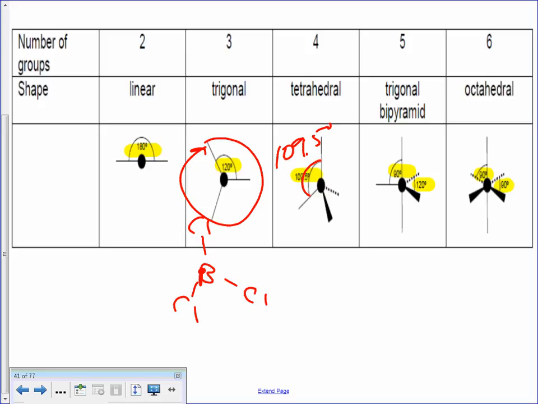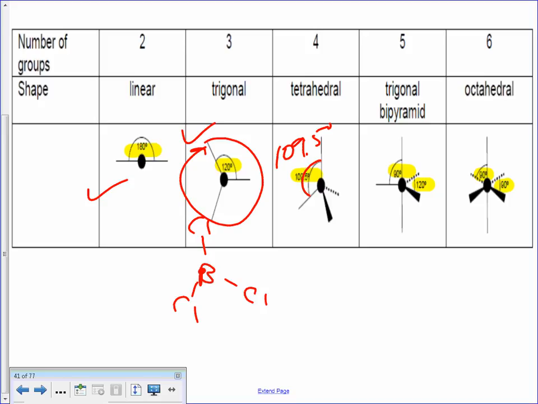Are we going to need to know the exact angles? You will need to know generally. So if I say linear, you should know 180. I think that these two are very easy. The tetrahedral one, you just need to know is above 90. If you visualize it, you know it's above 90.